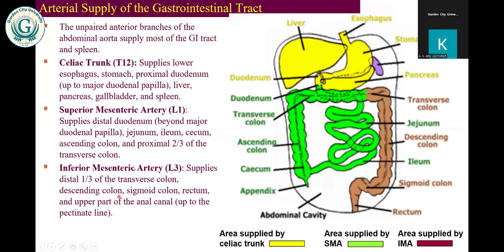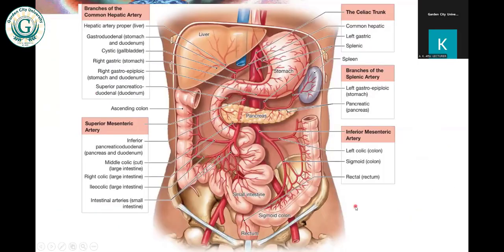Then the inferior mesenteric artery will supply the distal part of the transverse colon, the descending colon, the sigmoid colon, and the rectum. So you can see here the inferior mesenteric artery supplying the descending colon, the sigmoid colon, and supplying the what? The rectum. So this is briefly the blood supply.